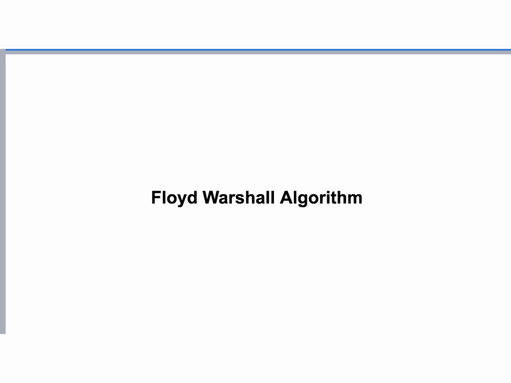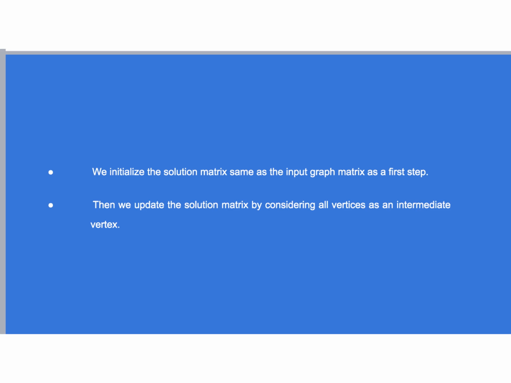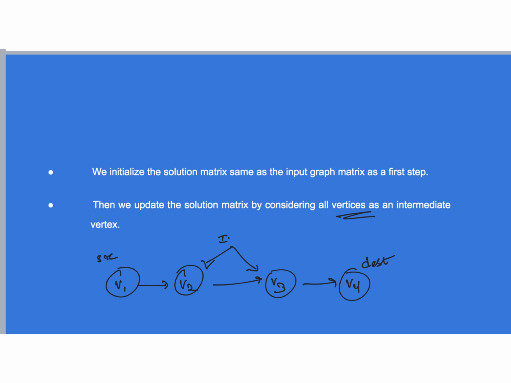So let's take a look at the algorithm now. First, we initialize the solution matrix same as the input graph matrix. Then we update the solution matrix by considering all vertices as intermediate vertices. So what would be intermediate vertices? Suppose we have this simple example. This would be the source. This would be the destination. So V2 and V3 would be considered the intermediate vertices.